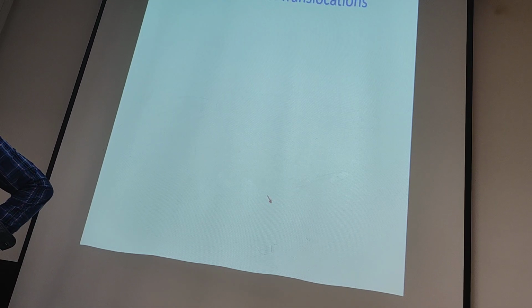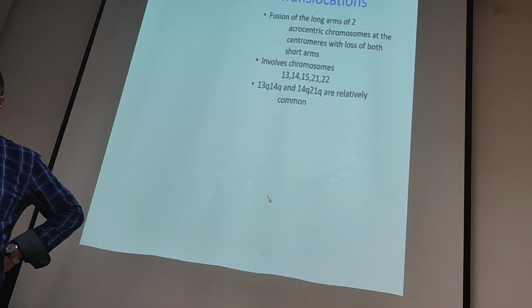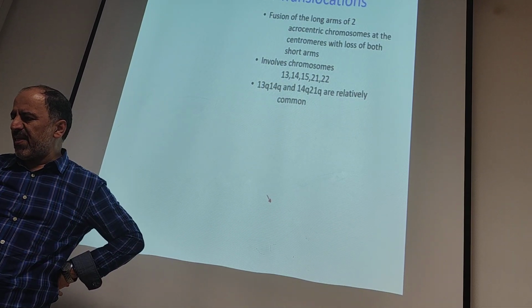Long arm of chromosome 7. Long arm Q, 7q, long arm. Yeah, it was Q. The first one was P, the second is Q, yes.